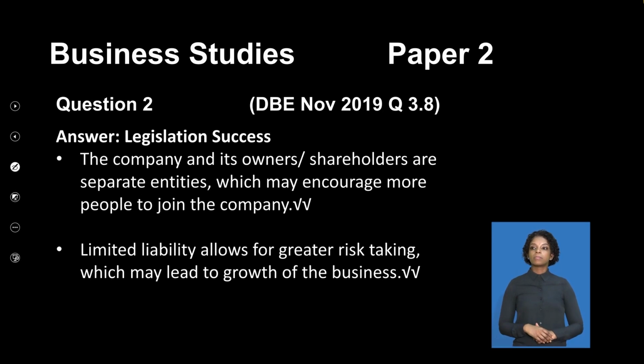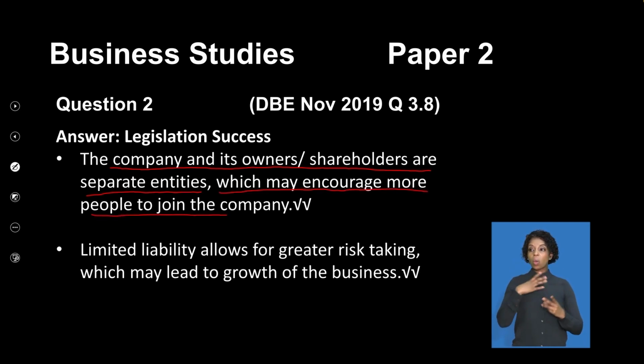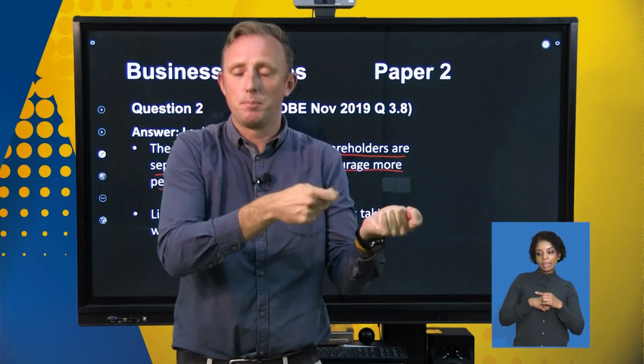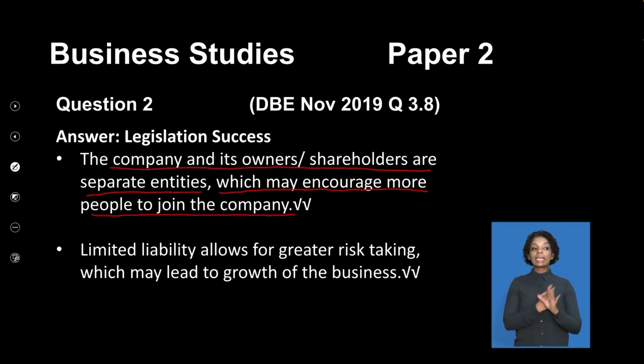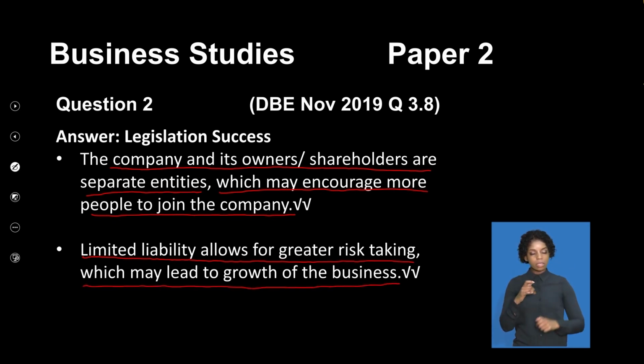All right, if we look at legislation success, the company and its owners and shareholders are separate entities, which may encourage more people to join the company. Right? So in the eyes of the law, the company and the shareholders are seen as different entities. So people want to invest in those businesses because no matter what happens in that business, no one can come and take away their personal assets, which goes into my next point in terms of limited liability, allows for greater risk-taking, which may lead to the growth of the business.